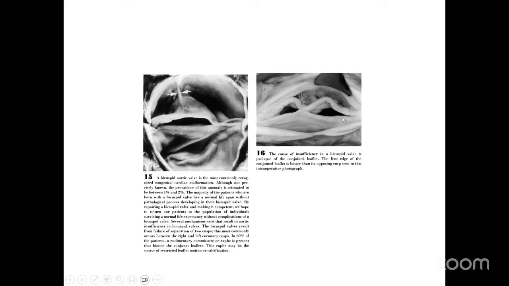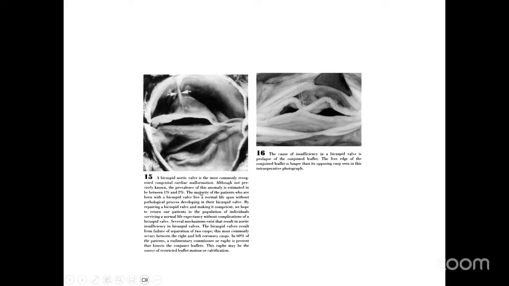Here is a bicuspid aortic valve with the raphe shown in picture 15. And in this case, as mentioned previously, the raphe is located mostly between the right and the left coronary cusp in 60% of patients, and is present in the base of the conjoined leaflet. This raphe may be the source of restricted leaflet motion.